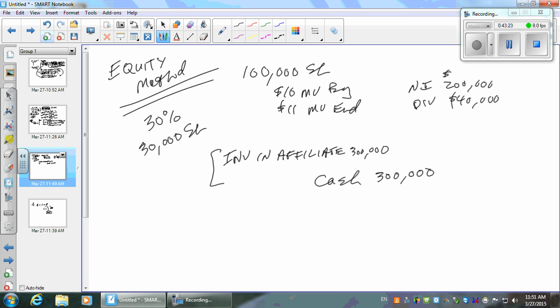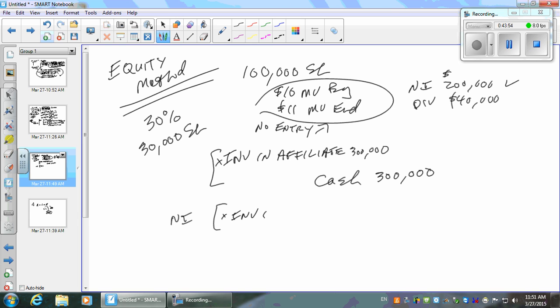What do you want to do with the market value change, guys? Nothing. No entry for that. So you see the difference between no control and significant influence? Huge, right? Big difference. No entry for that. What do you want to do with the net income? Oh, I earned 30%. So I'm going to increase my investment. Increase that investment in affiliate. For how much? 30% of the 200,000, 60 grand. So now I think I have a $360,000 investment.